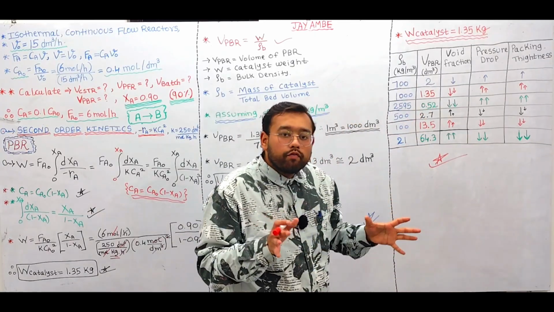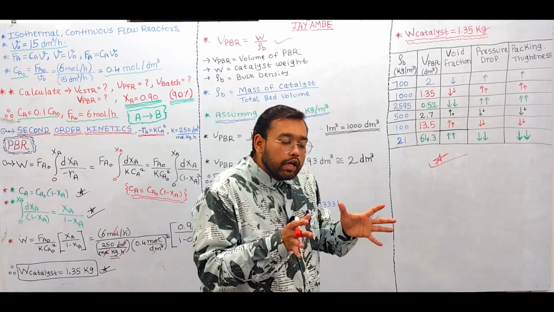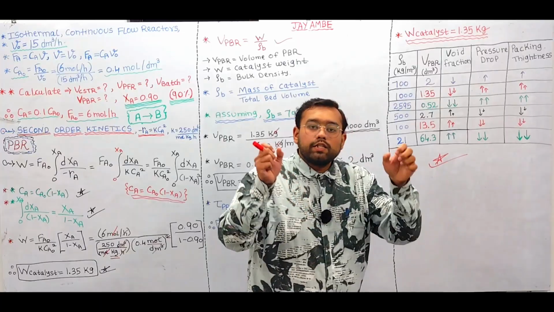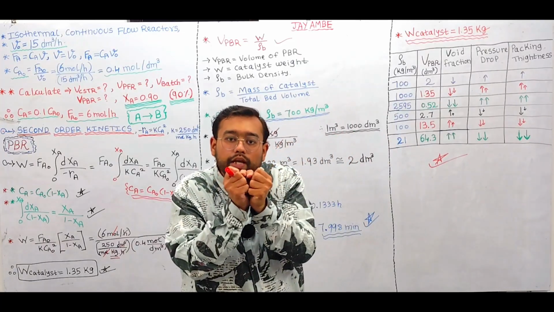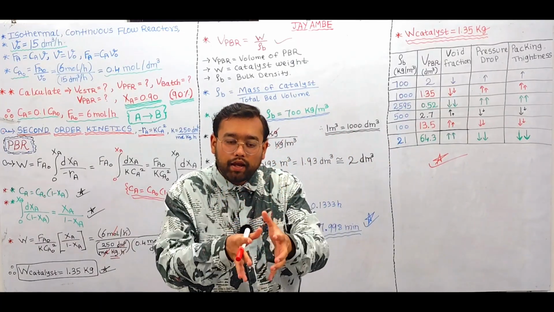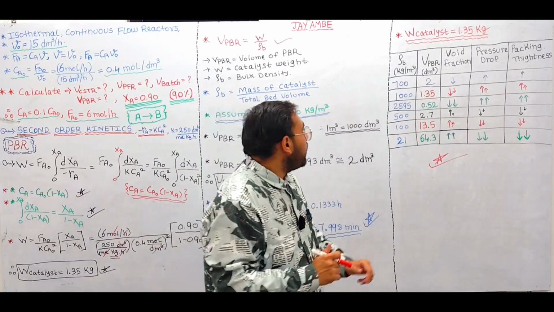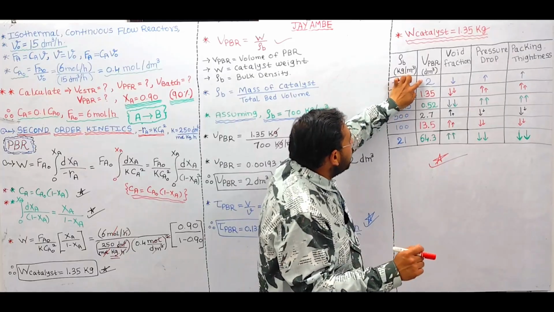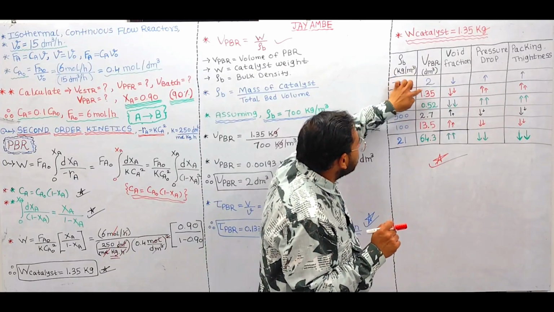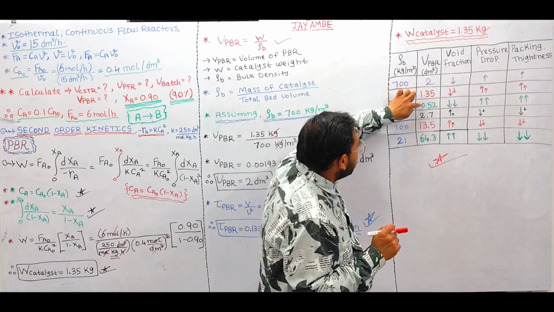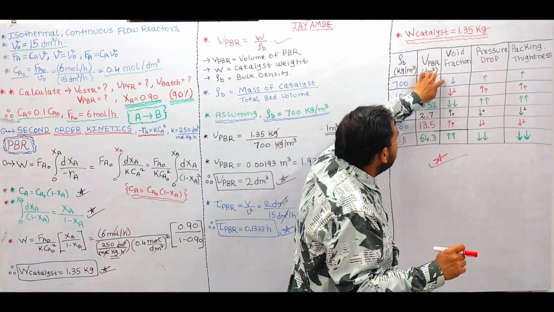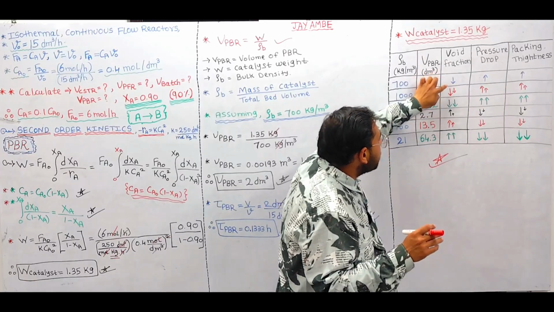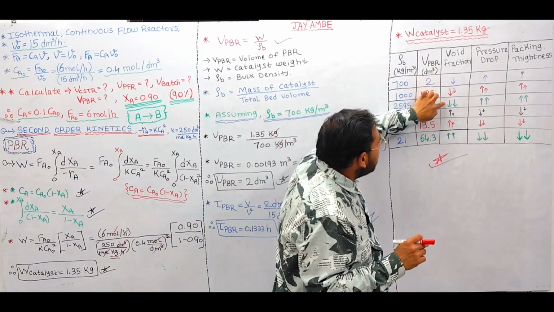Which means the void fraction in the catalyst bed is decreasing, which means the space between the solid particles decreases. We are tightly packing the solid catalyst into the reactor. So if the bulk density increases, there will be a decrease in the required design volume of the packed bed reactor, because the void fraction is decreasing, the void space between the solid particles is decreased.